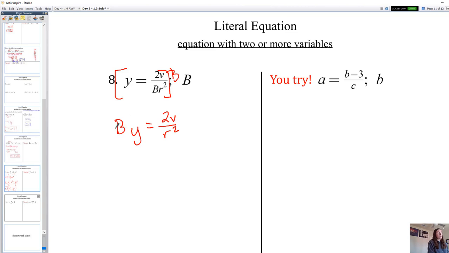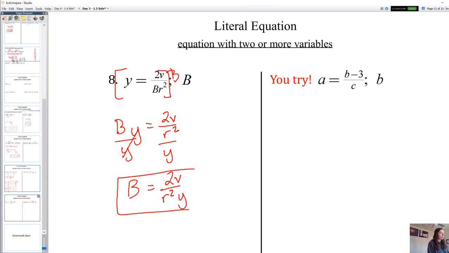Then, since b is not in a denominator anymore, now all we need to do is move that y over, so we can divide by y. And when we divide a fraction by another number, that is going to go in the denominator with the thing that's already there. So now on the left side we're just left with b, and on the right side we have 2v over r squared y. And b is by itself, so we are done.